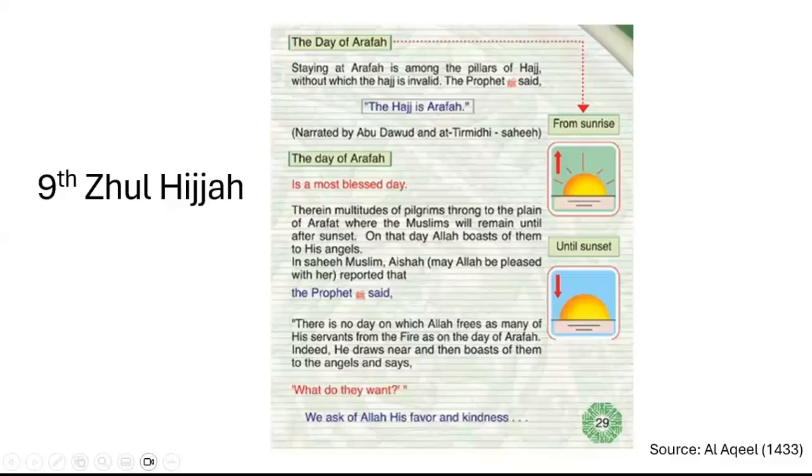The main thing there is the wuquf, to stand and make dua in Arafah. That's the main action, and it is the most blessed day. There is no day in which Allah frees as many of His servants from the fire as the day of Arafah. Allah draws near and boasts of them to the angels. He says, what do they want? They say, we ask for Allah and His favor and kindness. So that's the time of asking for forgiveness and asking to be saved from the fire and making dua for your friends and loved ones and for the ummah.